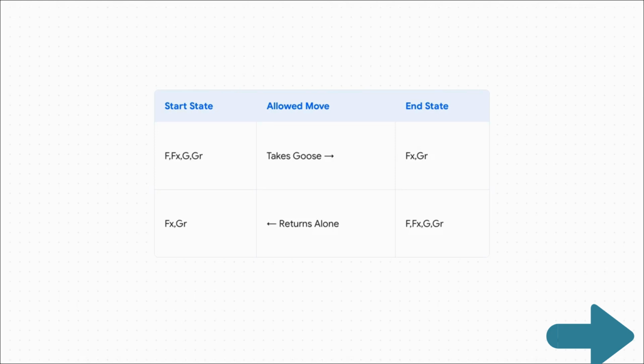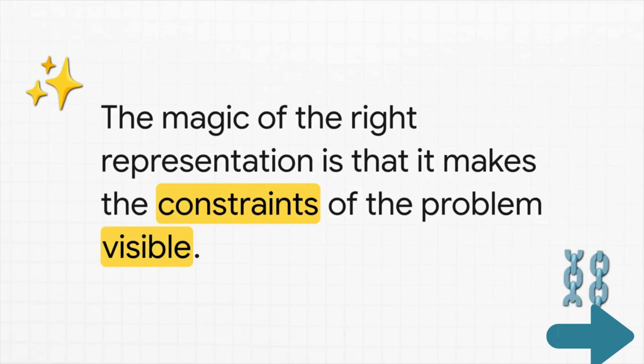But what if, instead, we represent it as a map of safe states, where each spot on the map is a safe combination of things on either side of the river, and the lines between them are the allowed moves? All of a sudden, it stops being a riddle. It's just a pathfinding problem. You just have to trace the route from the start state to the end state. And that is the absolute crucial point here. The magic of picking the right representation is that it makes the constraints of the problem totally visible.